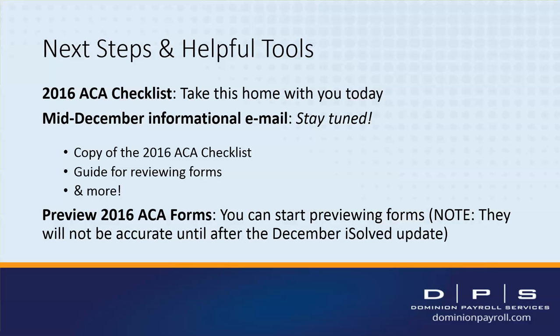So take one of these home with you today, and also make sure to look out for a mid-December informational email. This informational email will include the copy of the 2016 ACA checklist for anyone who is not able to attend our seminar. It will include a guide we are creating for reviewing forms. Now that we know there are new codes and a couple new changes, we're creating a quick reference guide to reflect that. It'll have information on what codes mean. It'll be very simplified, just a good quick reference guide for everything you need to know while you are previewing your forms, and more. So stay tuned for that.